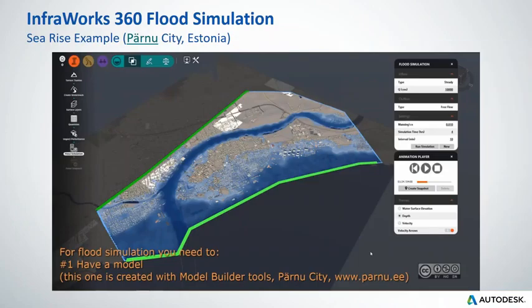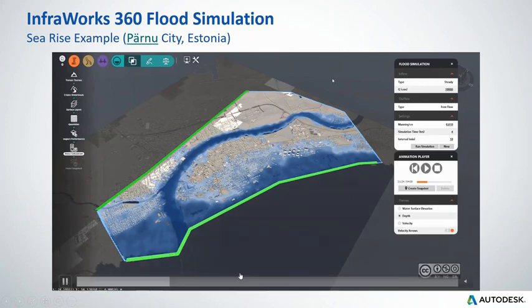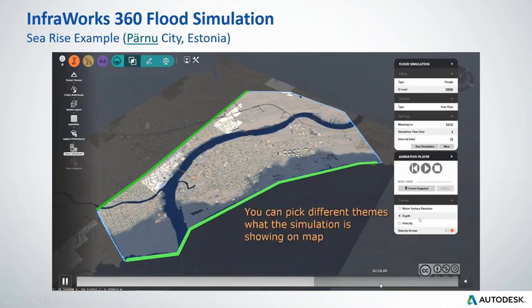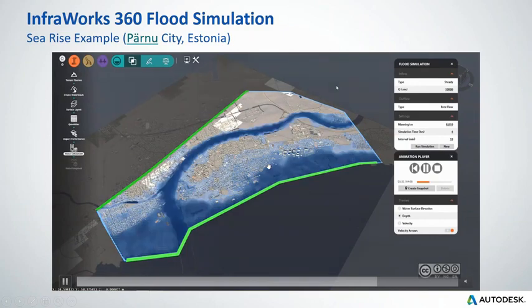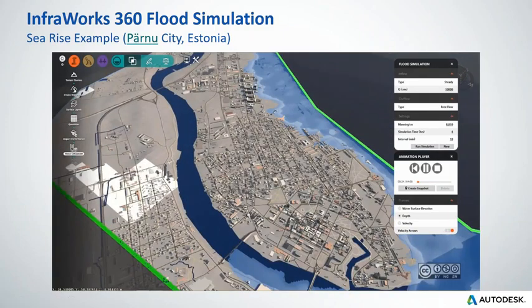This is an example actually from the city of Pärnu in Estonia, and showcases the simulation done for the sea rise flooding condition. So once the parameters have been specified, you can see automatically how the seashore is being flooded until we get into this river, where the sea is actually merging with the river to flood the whole city in this scenario.